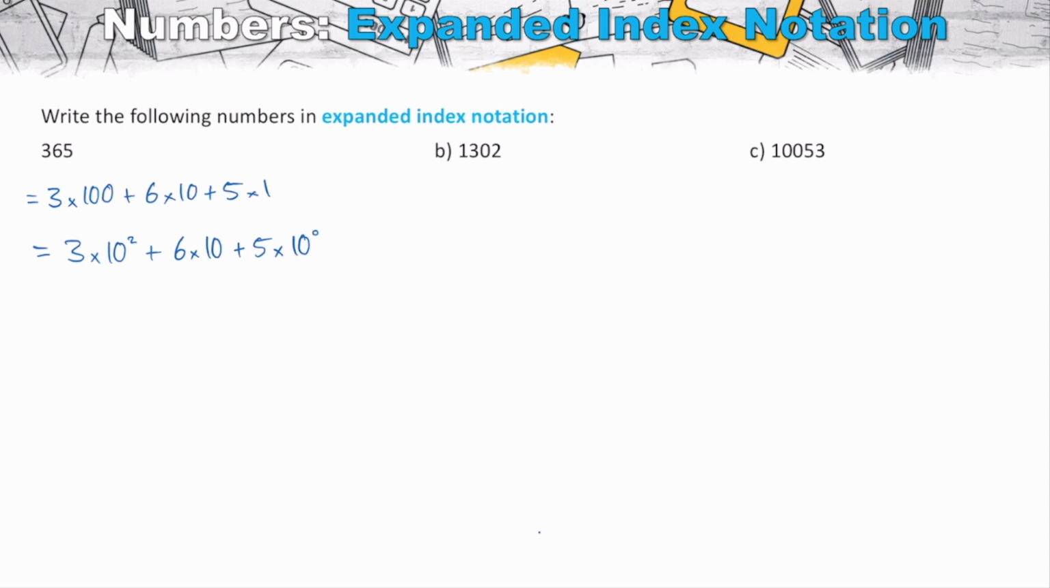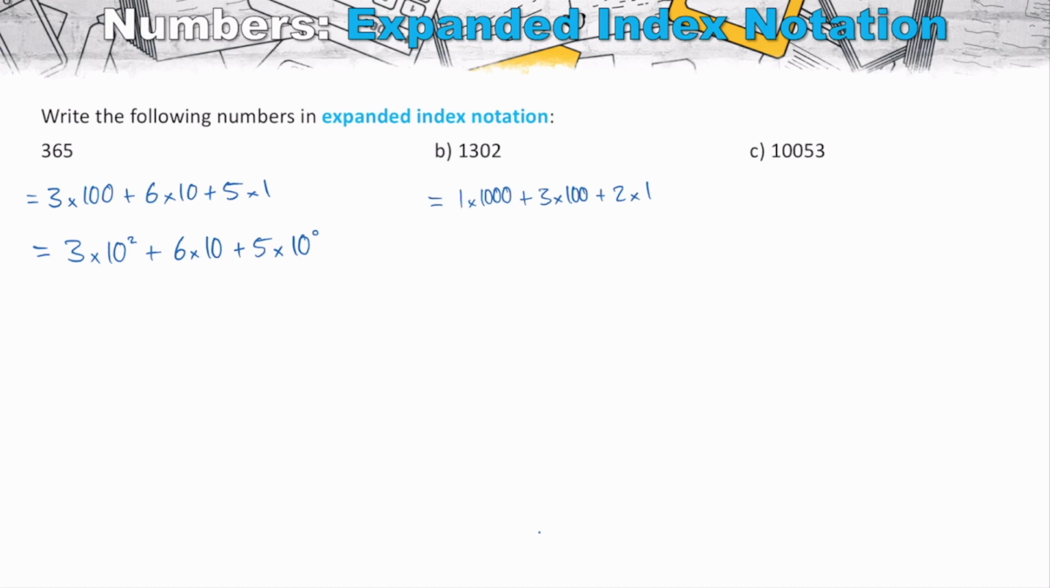So let's have a look at another example. This next one, we've got 1,302. So the 1,000 will be 1 times 1,000. The 3 will be 3 times 100. And the 0, we've got 0 tens, but we've got 2 units. So we've got 2 times our 1.